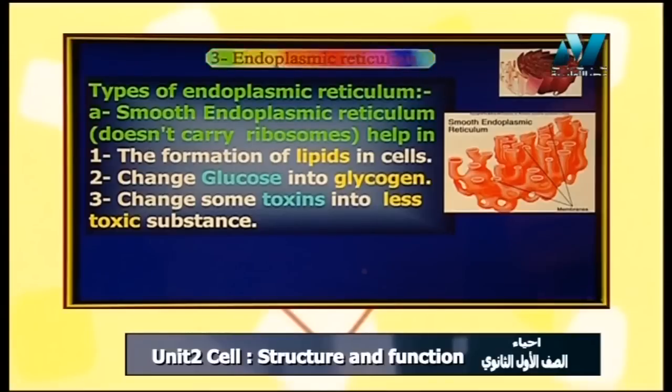The first is the formation of lipids inside the cell. The second is the change glucose into glycogen inside the cells. The third is the change some toxic substance into less toxic substance. عشان كده بنلاقي ان الهيباتيك cells او liver cells containing great number of smooth endoplasmic reticulum for the formation of lipids and the conversion of glucose into glycogen, and also change toxic substance into less or non-toxic substance.